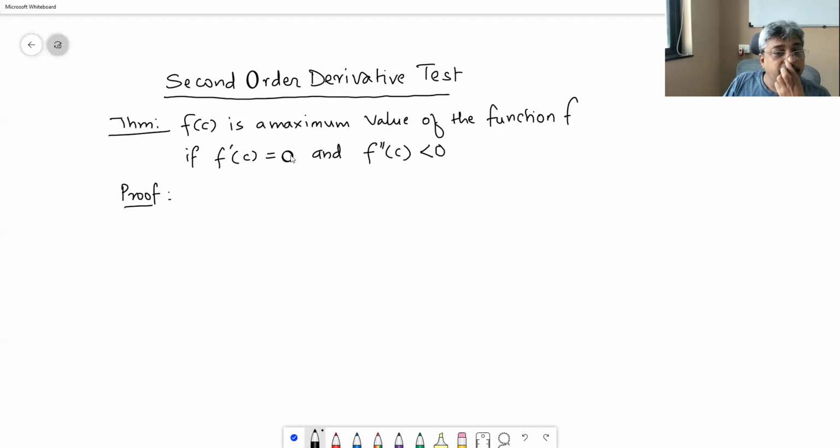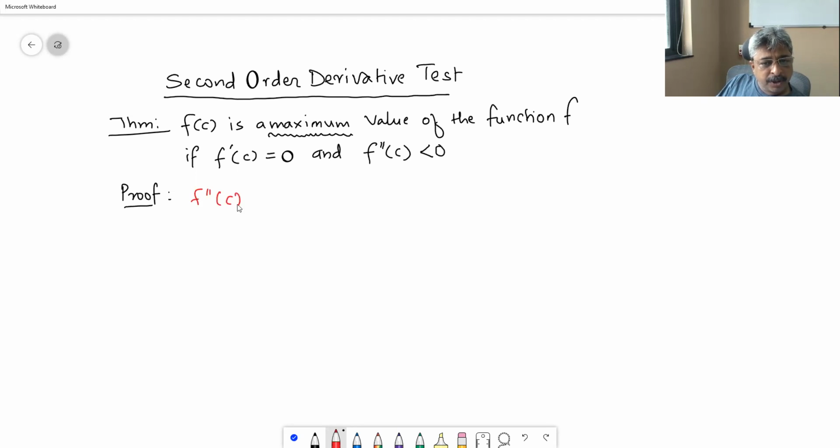We have observed using x square, x cube, x fourth yesterday that this test works, and if the second derivative evaluated at c possesses a negative value, then it is a local maximum, provided f dash of c is equal to 0. Let us write the proof.